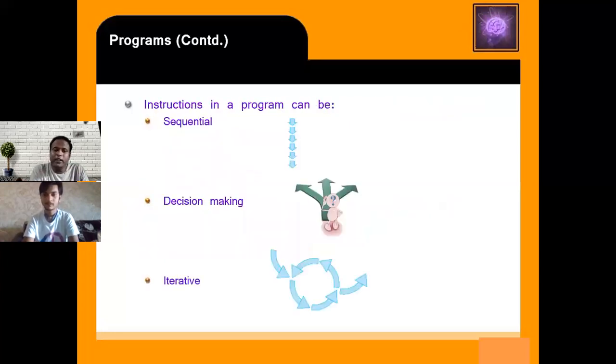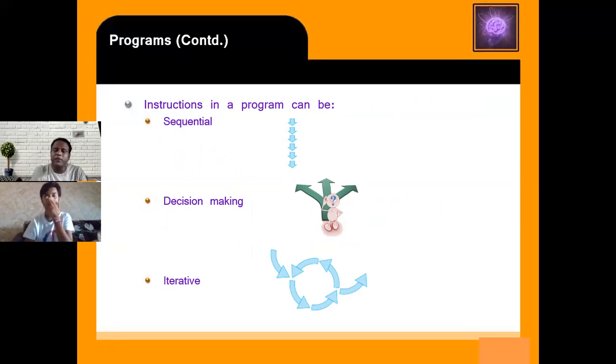So when you are writing a program or giving an instruction to the computer, what is a program? It is a set of instructions that you give a computer to do the work. So instructions are sequential, which means they execute step by step. Step by step. Next is decision making.